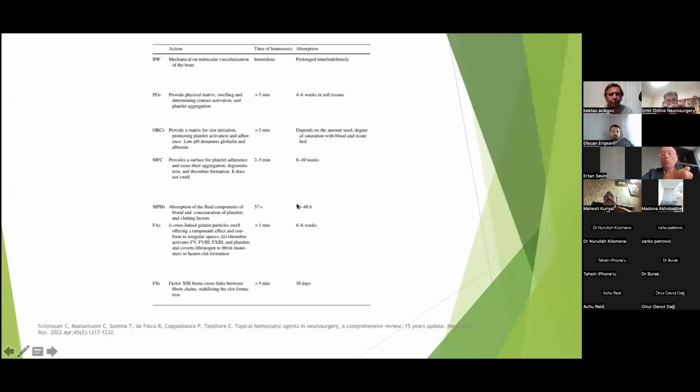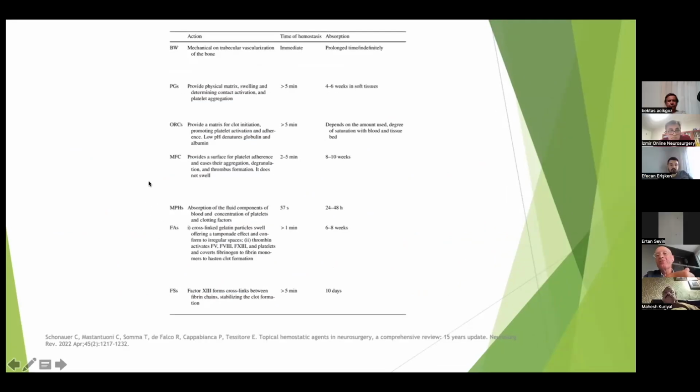I'm not sure whether this chart is really very clearly visible, but I wanted to convey the importance of how quickly hemostasis is attained with different products. Basically, bone wax gives essentially immediate hemostasis. And you can see somewhere around the 1 minute range will be flowable agents and MPH, whereas the rest of the agents will take around 5 minutes.